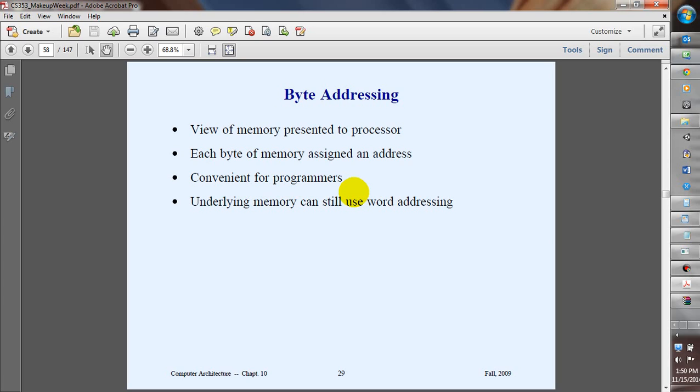Byte addressing is the view of memory presented to the processor. So each byte is assigned an address. This makes it convenient for programmers. So we have a physical address that's assigned to each byte of memory. Bytes of memory are generally 8 bits, as you know. So that one section of 8 bits is assigned a physical address, and then we can refer to that physical address as programmers.